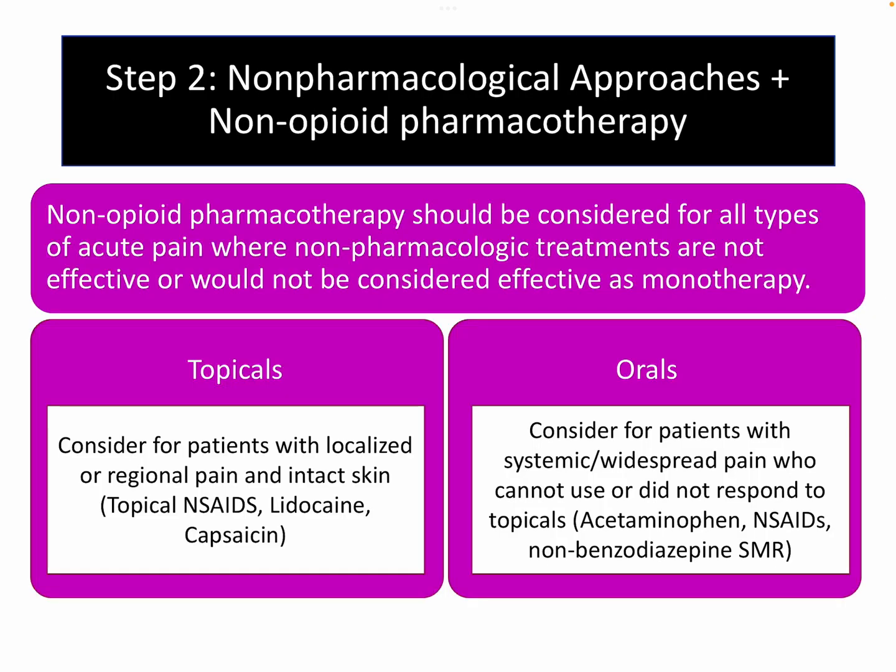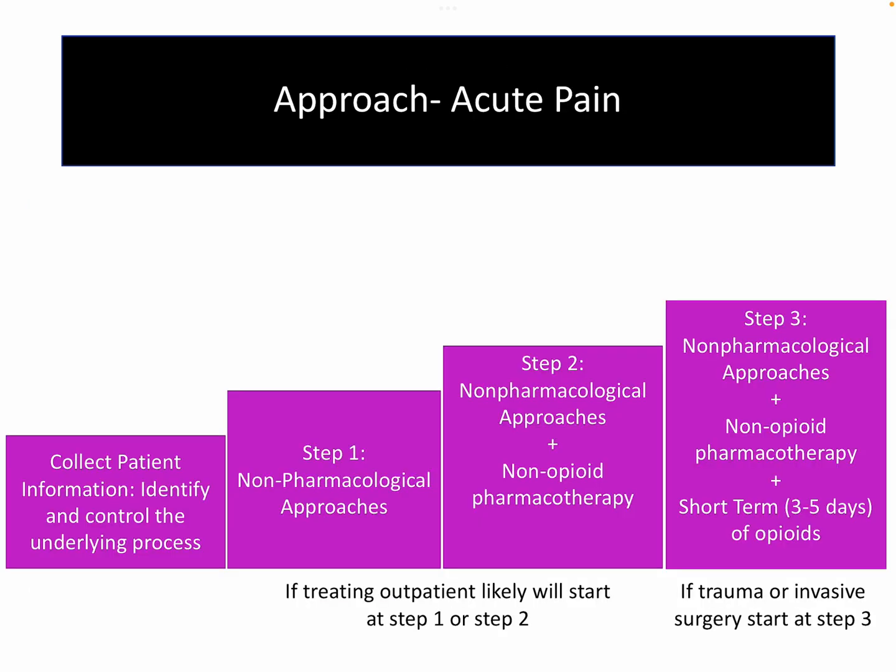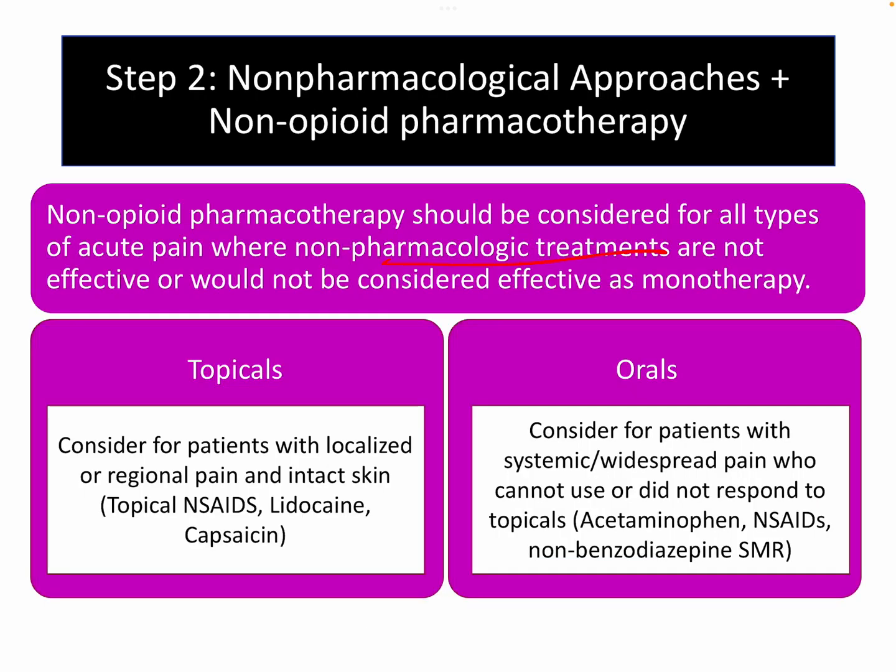When we look also at step 2, we talk about non-pharmacological approaches and non-opioid pharmacotherapy. We do want to talk about non-opioid pharmacotherapy. It should be considered in all types of acute pain where non-pharmacological treatments are not effective or would not be considered for monotherapy. So if a patient does have pain, you don't think that it's going to appropriately be treated by opioid or by non-pharmacological approaches, it's okay to go ahead and start here with this step 2.